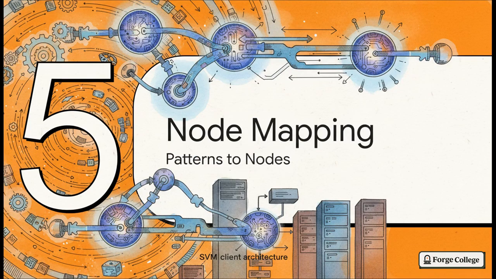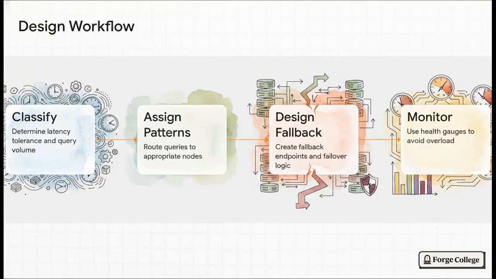Section 5. Mapping patterns to nodes. So, we have the mechanics down. The next logical question, and this ties right back to our previous lesson on node rules, is where exactly do we bolt these mechanisms onto our architecture? Well, whenever you're designing an SVM client architecture, you've got to follow these 4 engineering steps.